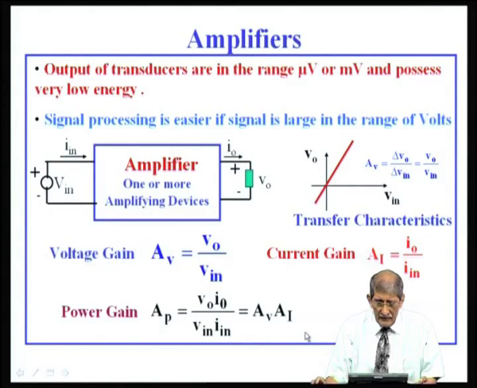Now, power gain: V naught, output voltage, into output current, that is the power, divided by input voltage into input current, that is input power. So, voltage gain into current gain is the power gain. What we are saying is, if I have a certain signal with certain power input, you will get for the same signal higher power output.